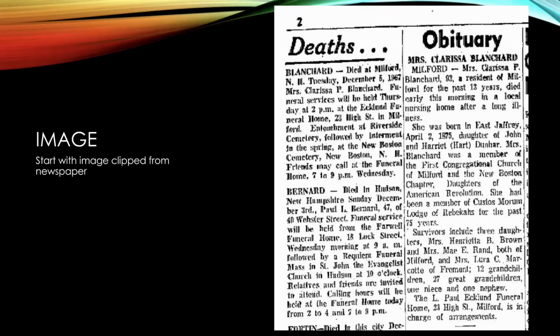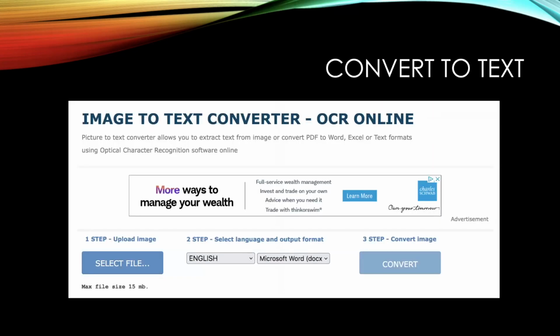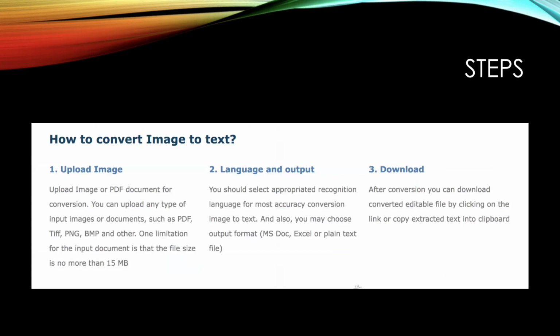So I was starting with an obituary. There's a death notice and an obituary for Will's wife, Clarissa. So I went online and used this online text converter, converting the image to text. There's only 3 simple steps here. You have to upload the image that you have, you tell it what language you want it in, and then you click on convert. It needs an uploaded image, or you can use a PDF document. The limitation is that the file size can only be 15 megabytes.